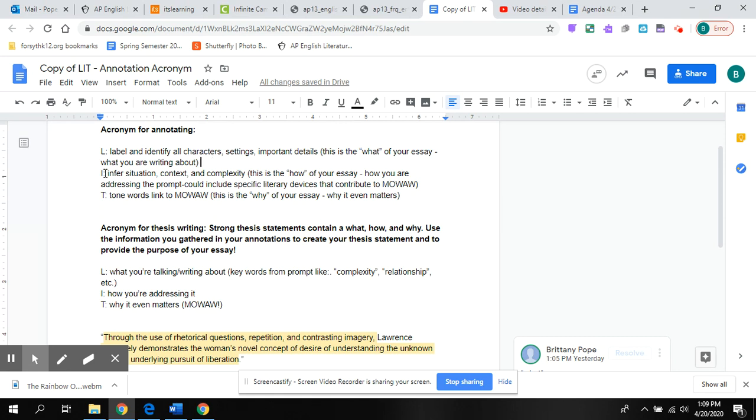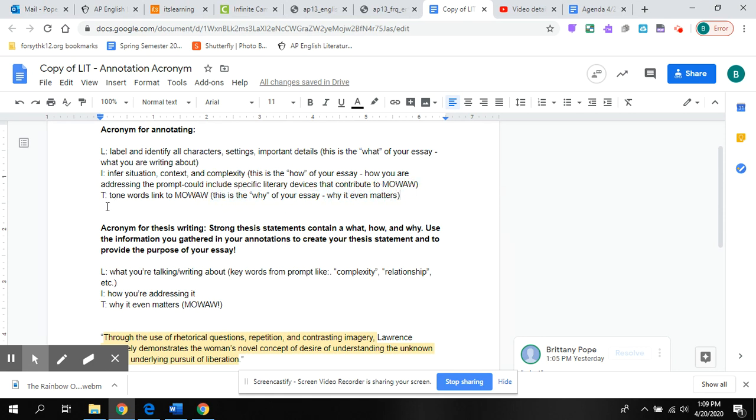All right, so then you move to the I. So we're inferring our situation or the context or the complexity, pretty much actually all of it, right? So this is the how of your essay, how you're addressing the prompt. So this is where you can include specific literary devices and how they may contribute to the meaning of the work as a whole, right?